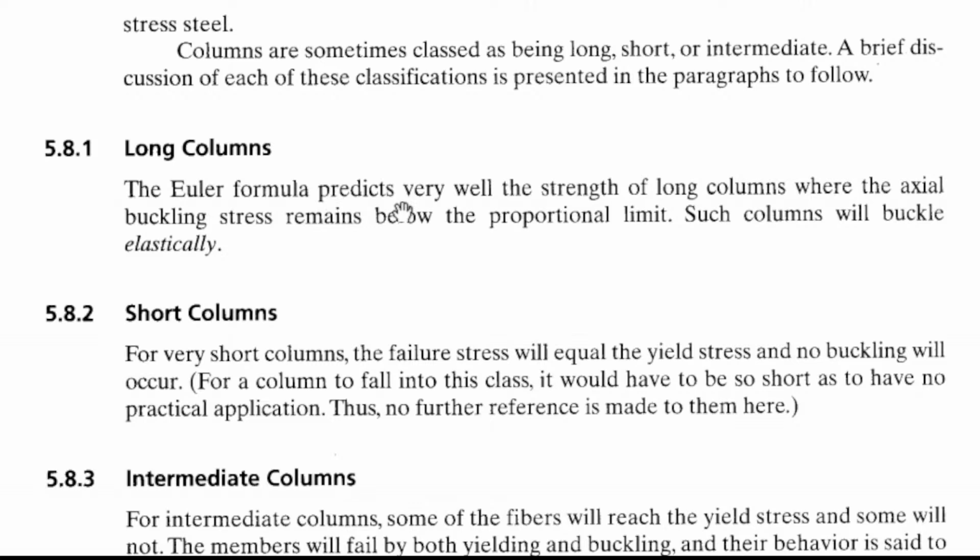What do you mean by long? Euler formula predicts very well the strength of long columns where the axial buckling stress remains below the proportional limit. That is our example 1, letter A. Such a column will buckle elastically. What about short columns? For very short columns, the failure stress will equal the yield stress and no buckling will occur. For a column to fall into this class, it would have to be so short as to have no practical application. Thus, no further reference is made to them here.